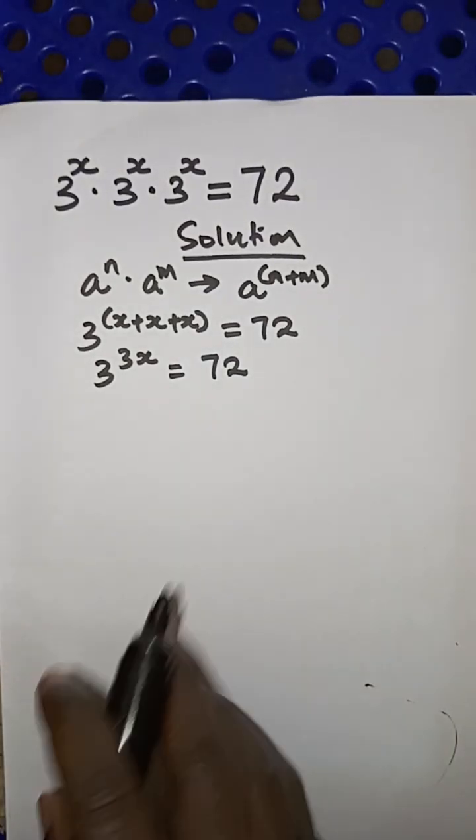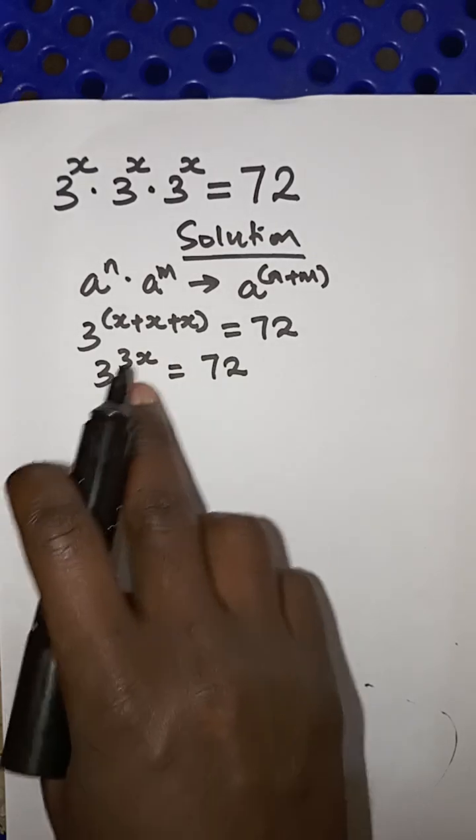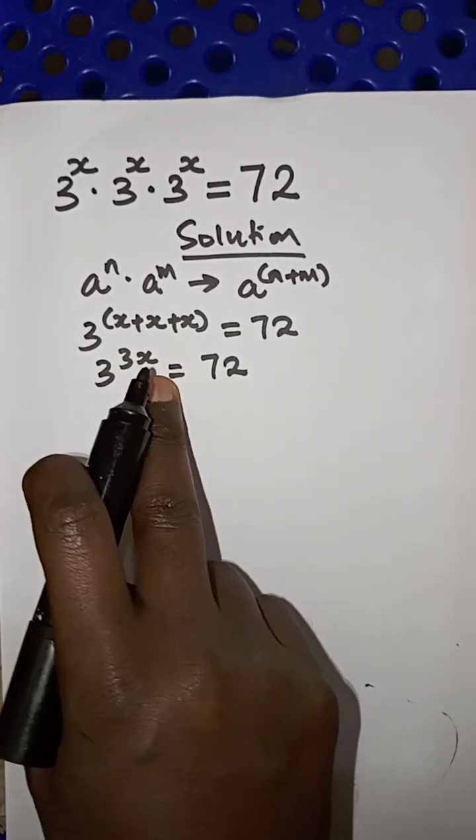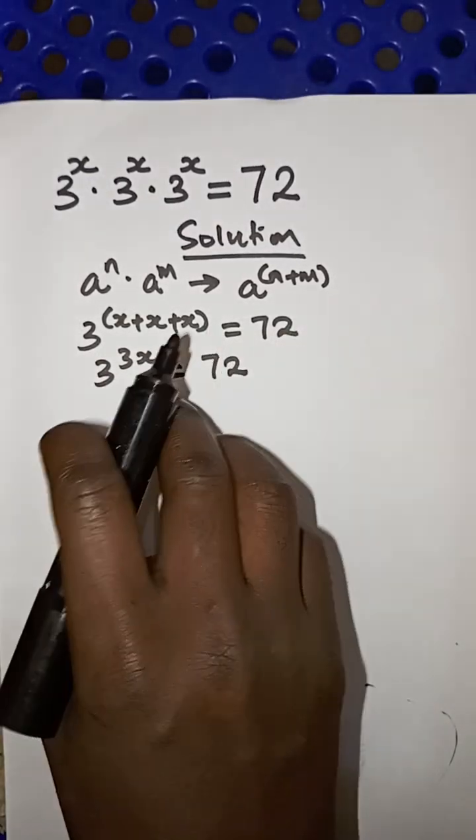At that stage, for me to eliminate or reduce this power, I'm going to introduce the logarithms on both sides.